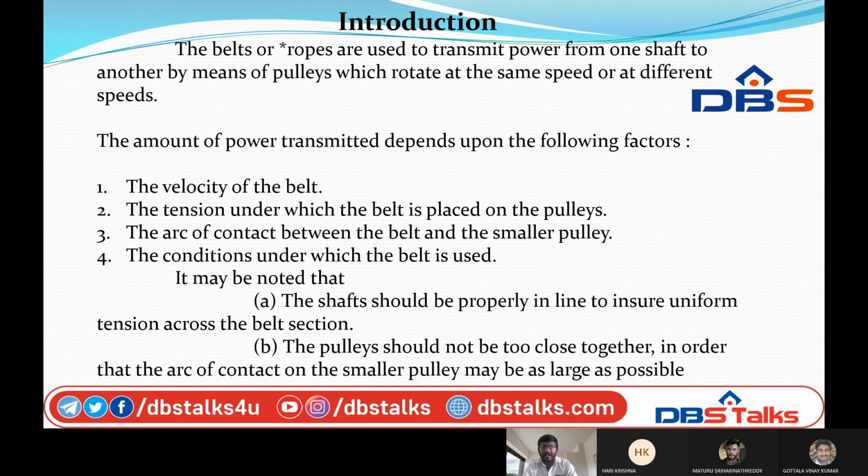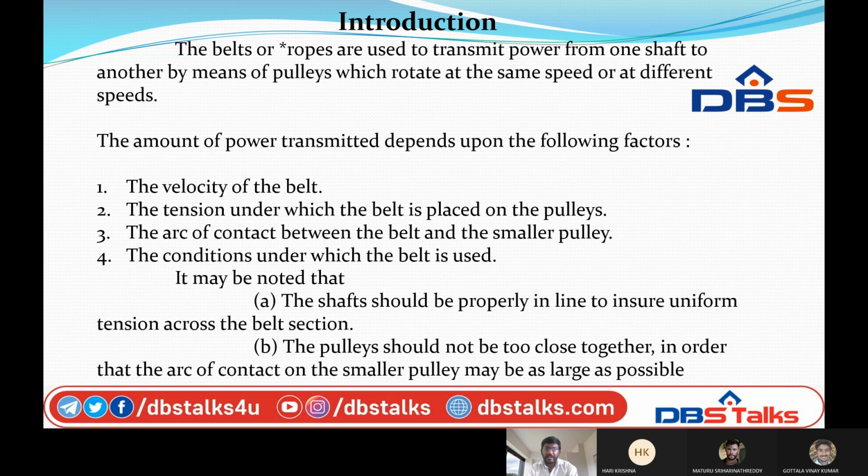So what is a flat belt drive? Introduction. Belts or ropes are used to transmit power from one shaft to another by means of pulleys, which rotate at the same speed or at different speeds. So when I transmit power from one shaft to another shaft with pulleys rotating at the same or different speed, it is called a flat belt drive. Flat belts or ropes are used in the power transmission system.